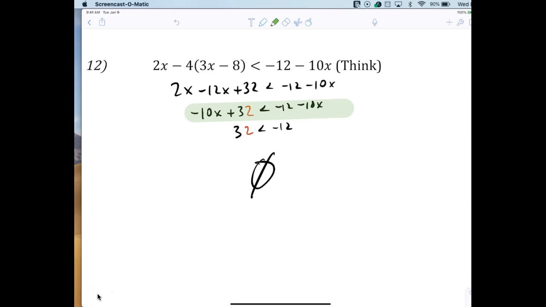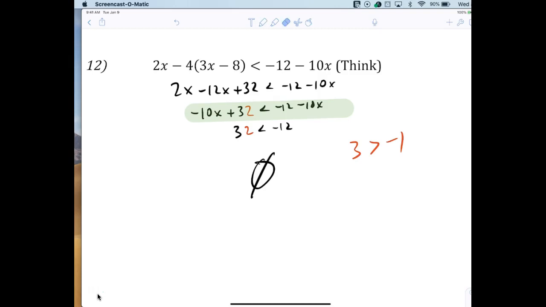Yes. All right, anybody have anything else? Any other questions with number 12? So if there's not like an X, is it always the solution? No. You have to answer the question, right? Because if it came out to be 3 is greater than negative 1, that would be what? So it would be all real numbers. If it's a false statement, it's no solution. If it's a true statement, all real numbers. All right?